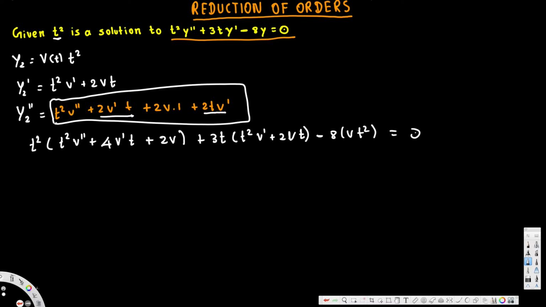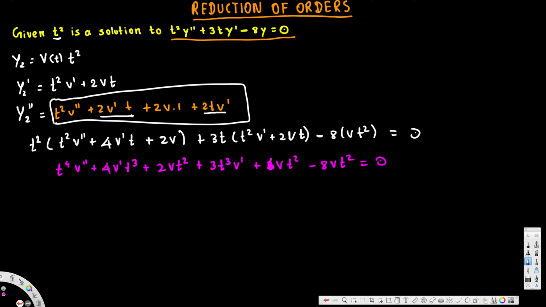When we do the reduction of order, the first thing we have to know is that all the v terms should cancel. If it's not cancelling, it means there's something wrong and you have to double check it. Now let's expand this. This is going to be t power 4 v double prime plus 4v prime t cube plus 2v t square plus 3t cube v prime plus 6 v t square minus 8v t square.